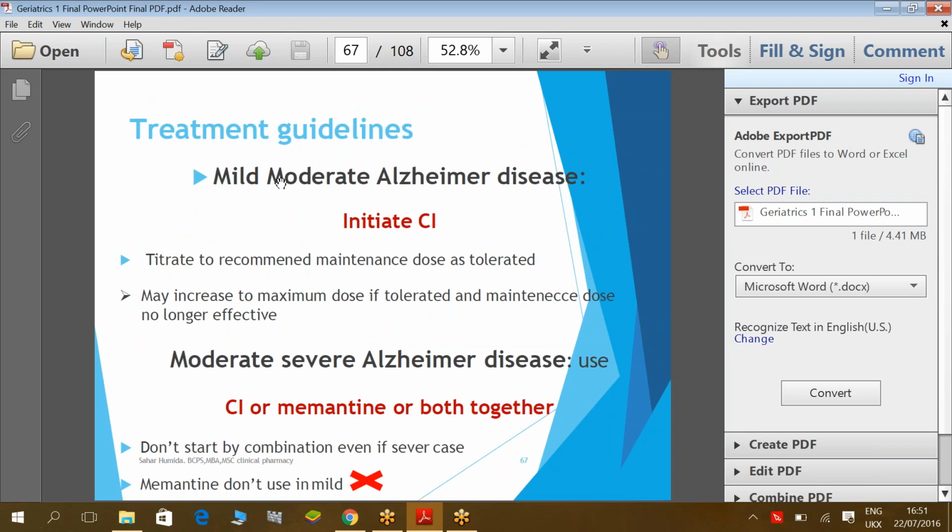Treatment guideline for mild to moderate Alzheimer's: I have to initiate a cholinesterase inhibitor and titrate it to the maintenance dose as tolerated. For moderate to severe, I have to start either a cholinesterase inhibitor or memantine or both together. Remember, don't start with the combination even if it is a severe case. If it's a severe case, start with memantine, and then add the other afterwards. And memantine, never give it for mild cases.